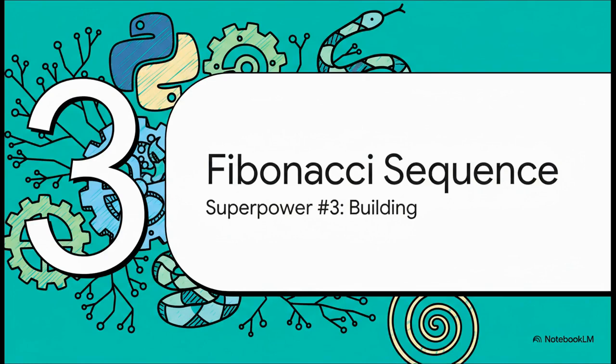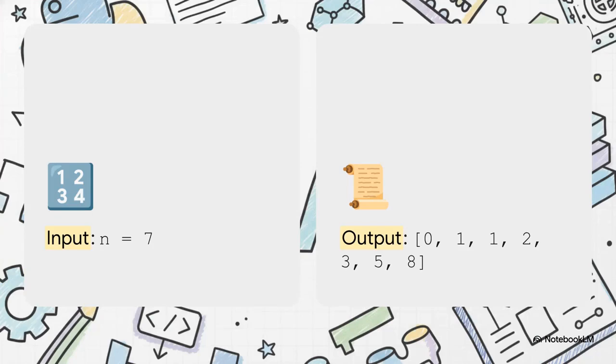Instead of rearranging data that already exists, we're going to build it from scratch. We're going to generate the famous Fibonacci sequence and see just how good Python is at creating data dynamically. So the goal is to write a function that, if you give it a number, say 7, returns a list with the first 7 Fibonacci numbers. In this case, that would be 0, 1, 1, 2, 3, 5, 8. And remember, each new number is just the sum of the 2 that came right before it.